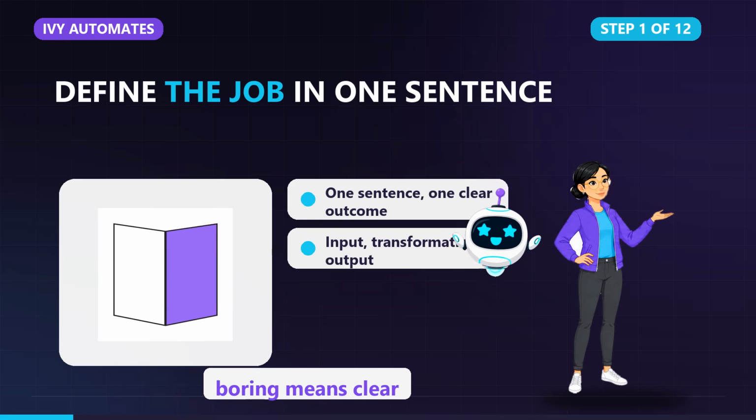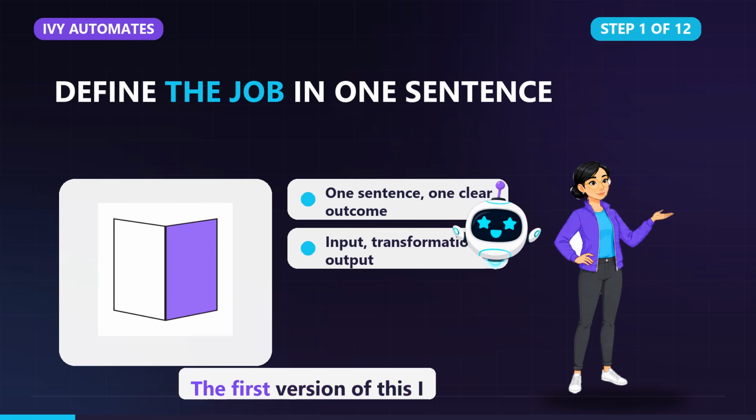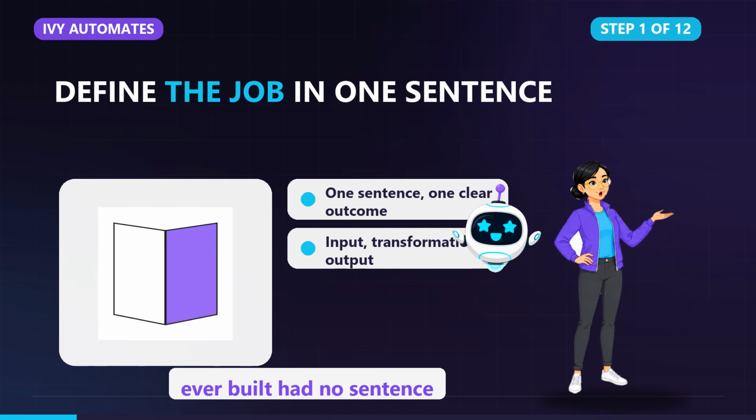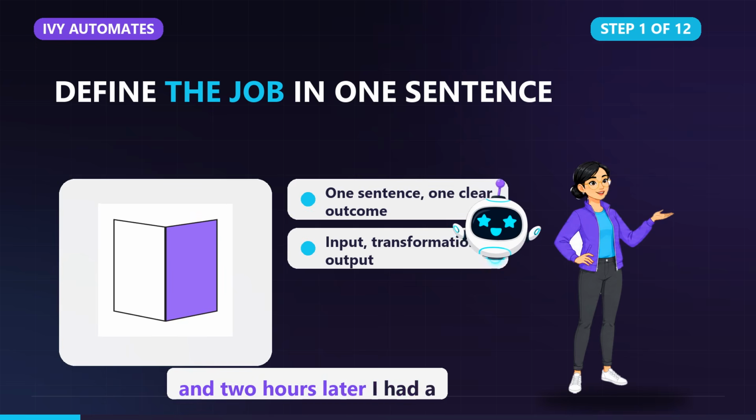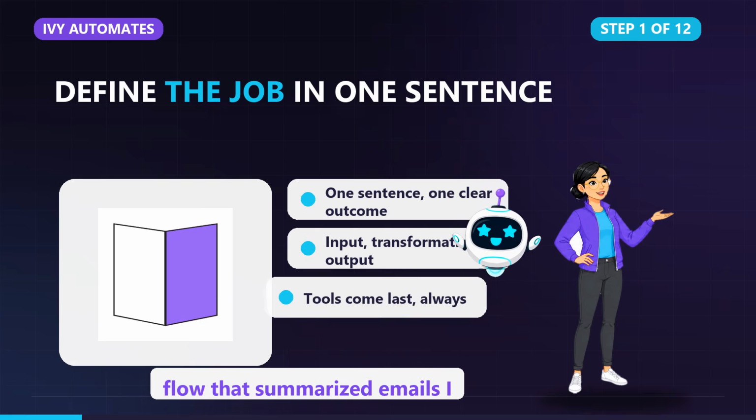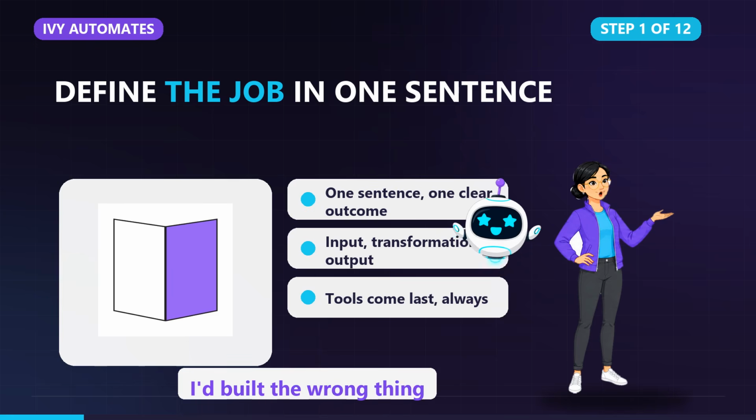Boring means clear. Let me give you a quick story. The first version of this I ever built had no sentence. I just wired things together because they looked cool, and 2 hours later I had a flow that summarized emails I didn't even care about. I'd built the wrong thing beautifully.